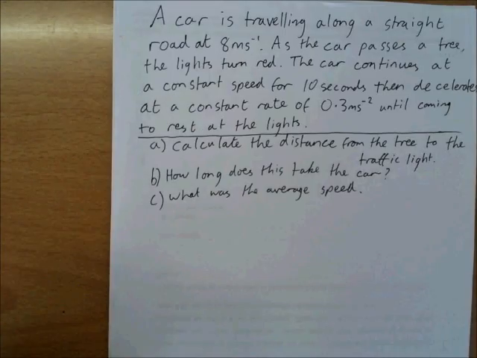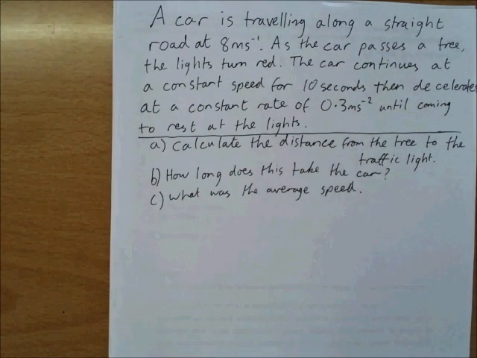Okay, get rid of that. And here is our exam style question. A car is travelling along a straight road at 8 meters per second. As the car passes a tree, the lights turn red. The car continues at a constant speed for 10 seconds, then decelerates at a constant rate of 0.3 meters per second squared until coming to a rest at the lights. Calculate the distance from the tree to the traffic light. How long does this take the car? What was the average speed?